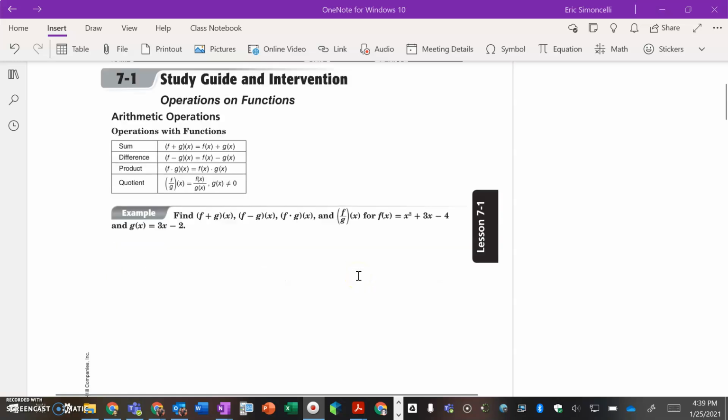Alright, for example, it says find (f + g)(x), (f - g)(x), f times g, and then (f / g)(x), given that f(x) is this quadratic, x squared plus 3x minus 4, and g(x) is this linear function, 3x minus 2.